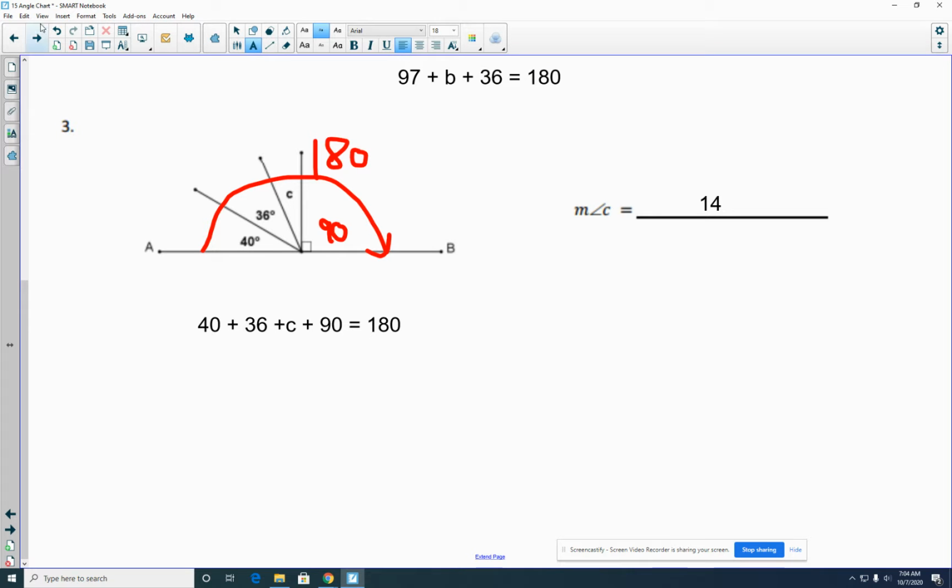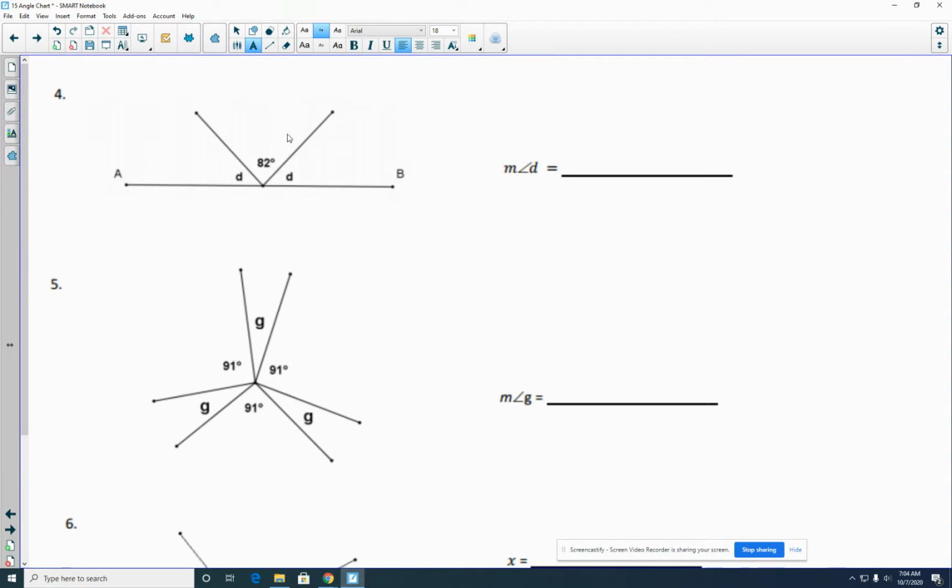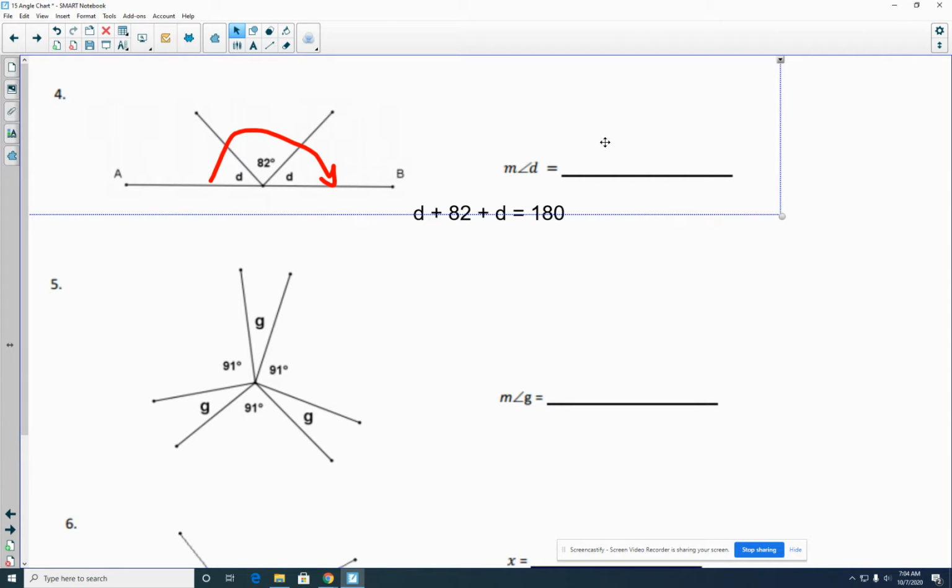Okay. Next page, we have number 4. Take a look, straight angle. Put in my half circle, 180. So we have D plus, actually I'll do D plus 82 plus D equals 180. So you can see what we're adding there. Combine like terms, subtract, then we'll have 2D equals 98, divided by 2, and we get that it is 49. So you're solving this equation and we're getting 49.